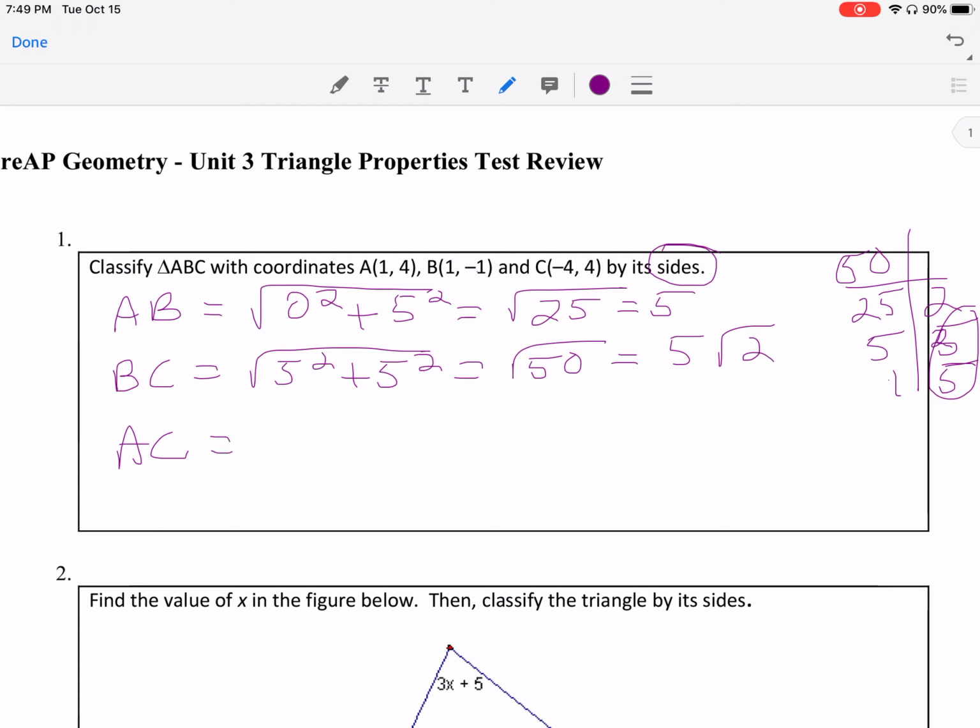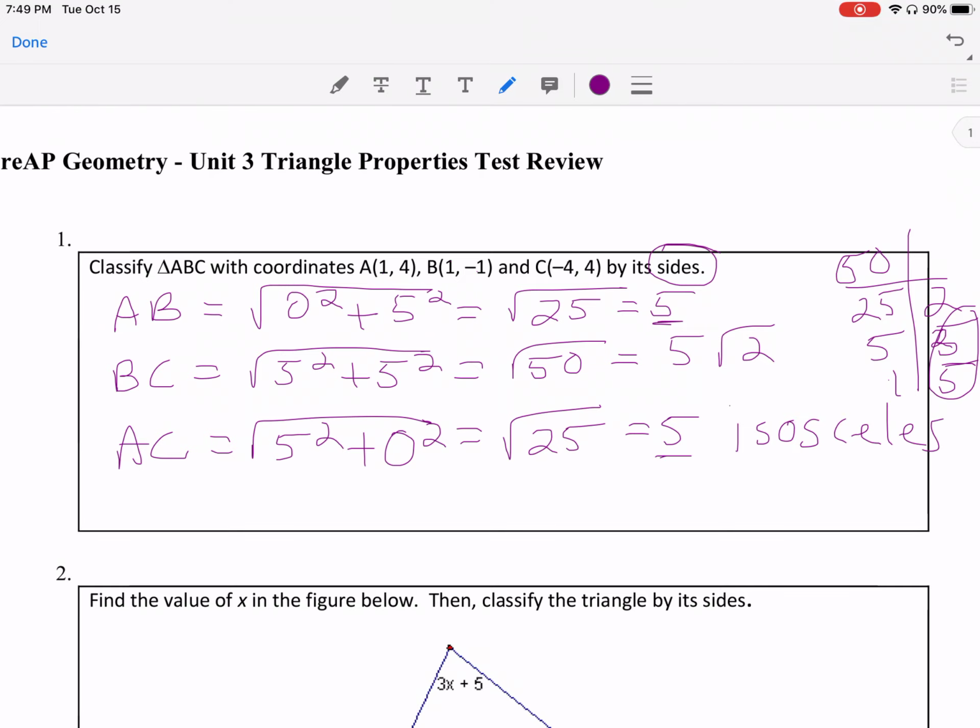And then my distance from A to C is going to be the square root of, from 1 to negative 4, so my x values for A, which is going to be 5 squared, and the distance from 4 to 4, which is going to be 0 squared. So I end up with the square root of 25, which is also just 5. And if you see, we have two sides that are the same, so it is isosceles.